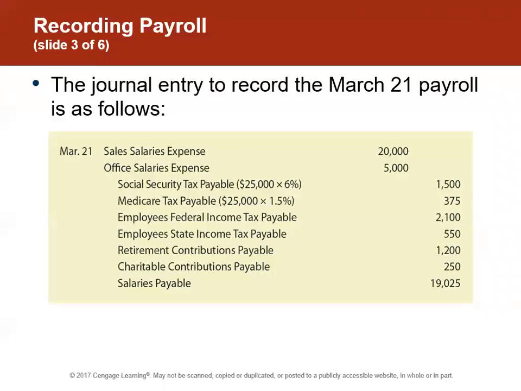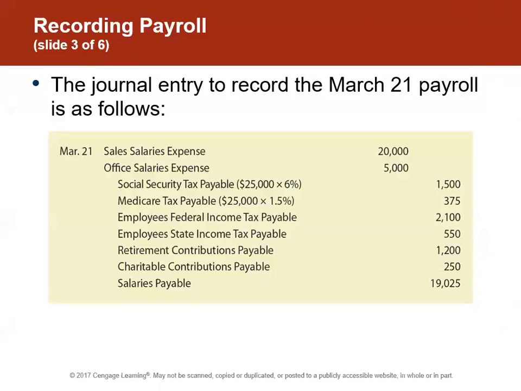These credits, all the way down to salaries payable, that one's different, but all these others are deductions that we're taking out of our employees' paychecks. Notice they're all payable accounts. They're all liabilities, current liabilities. We calculate our Social Security tax, $25,000 times the 6% rate they gave us, and that's $1,500. We put that in a payable account because we collect it, and then we're responsible for sending it to the Social Security office.